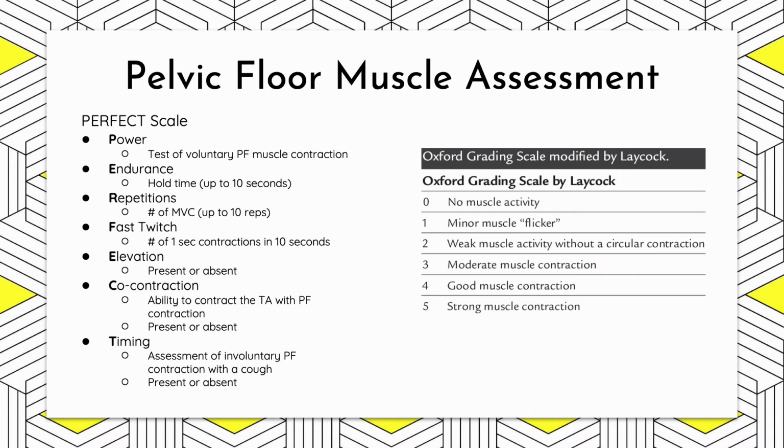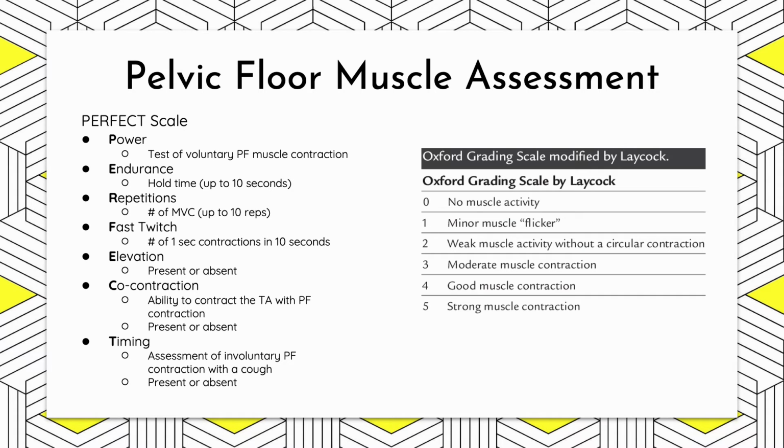Grades for power are given using the Oxford grading scale developed by Laycock and shown on the right side of the screen. To test endurance, the patient holds a pelvic floor muscle contraction for up to 10 seconds. Then the patient is asked to maximally contract their pelvic floor, holding for the same amount of time as measured in the endurance test for up to 10 repetitions.